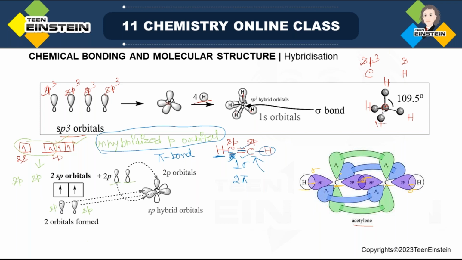Suppose one p orbital is this green one, it may be y, x, whatever it is. Suppose you have chosen px as your hybrid orbital. Obviously now py and pz are not part of hybridization. So py is forming this green pi bond and pz is forming this blue pi bond.